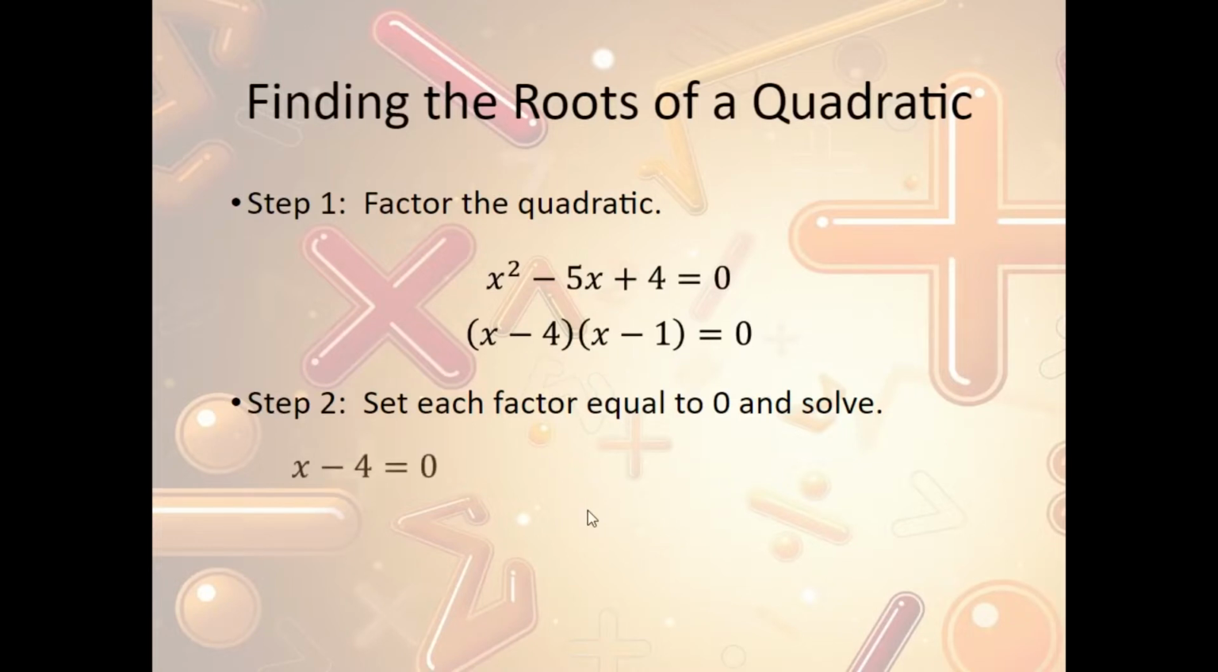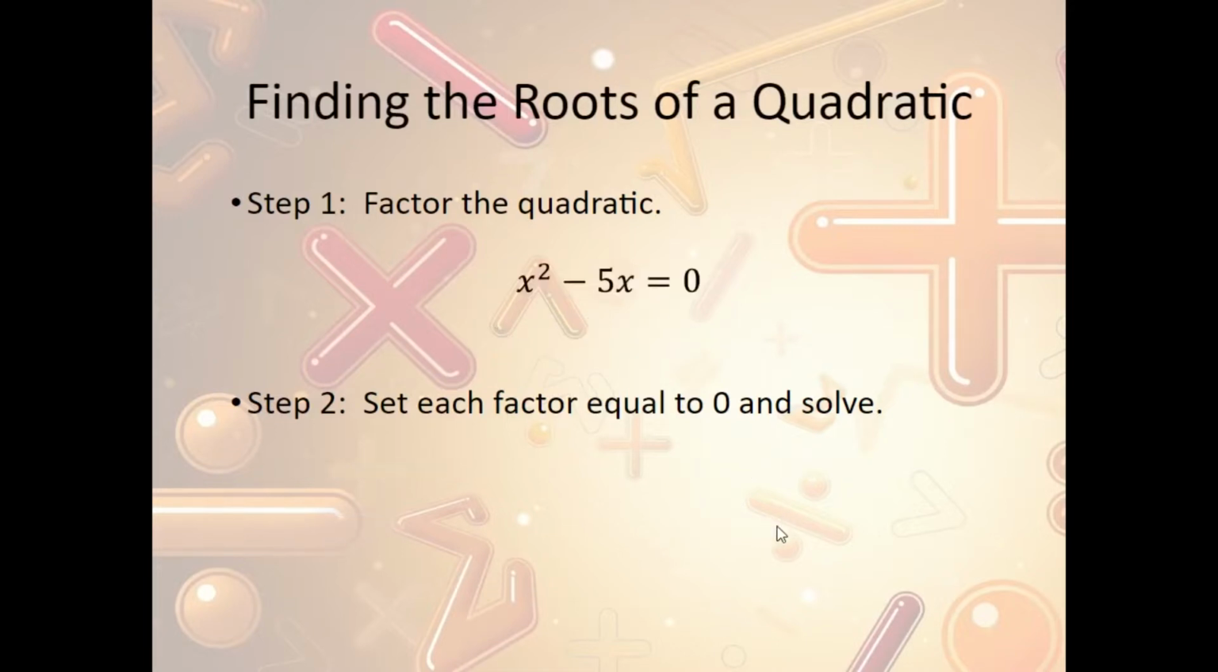Now we take each of those parts and set them equal to 0. So x minus 4 is equal to 0, and x minus 1 is equal to 0. Now we just solve for x. So we add 4 to both sides, and we get x equals 4. We add 1 to both sides, and we get x equals 1. So the zeros, or the roots, or the x-intercepts, whatever you want to call them, for this equation are x equals 4 and x equals 1.